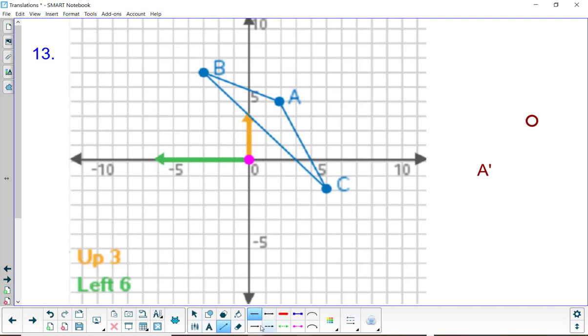So let me go ahead and start at point A and go up 3 units, and then left 2, 4, 6 units. So that's where A prime would end up. So I'll put a point there and label that as A prime. B and C would be done in a similar way. So if you need to, pause before we continue. But you need to get that translated.